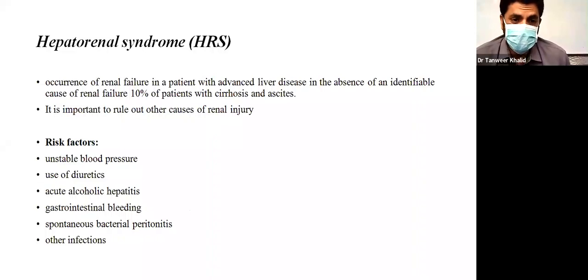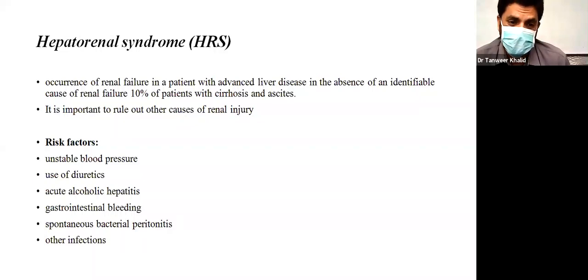Another complication of decompensated cirrhosis is hepatorenal syndrome. This is the occurrence of renal failure in patients with advanced liver disease in the absence of any identifiable cause of the renal failure. It occurs in 10% of patients with cirrhosis and ascites. Before labeling a patient as hepatorenal syndrome, it is important to rule out other causes of renal injury because it is a diagnosis of exclusion. If you cannot find any other source of the renal injury, then you label this patient as hepatorenal syndrome. What are the other causes?